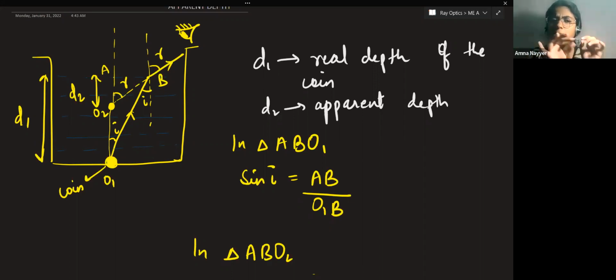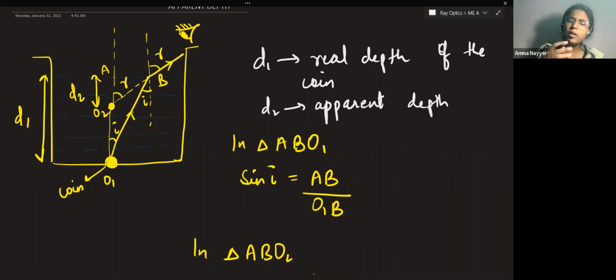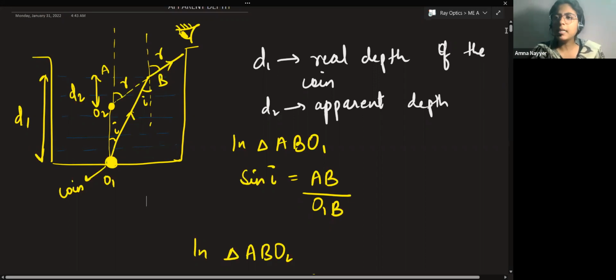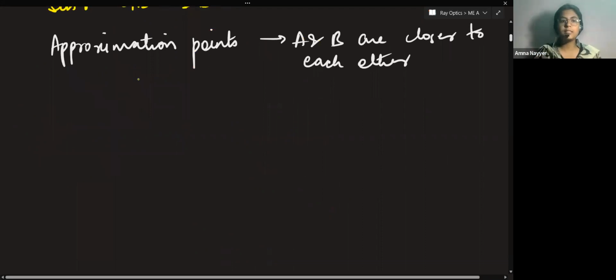So you can replace point B by using point A directly. If I'm saying O1B, I can write it as O1A as well. If I'm writing this as O2B, I can write this as O2A as well. Because what will be the angle? What will be the length? Let's say O1B is some 7 centimeters. So O1A will also be some 6.9 centimeters only, because they are very close to each other. This angle is so small. So I'm replacing point B by point A, since these are known as approximation points.